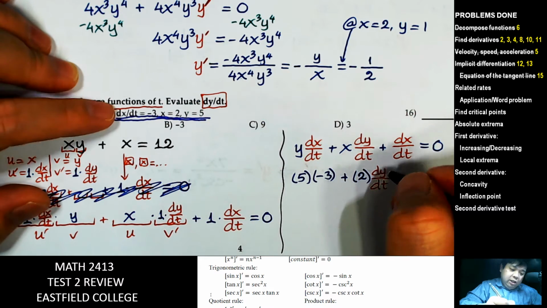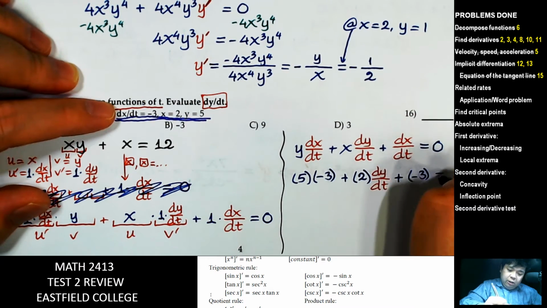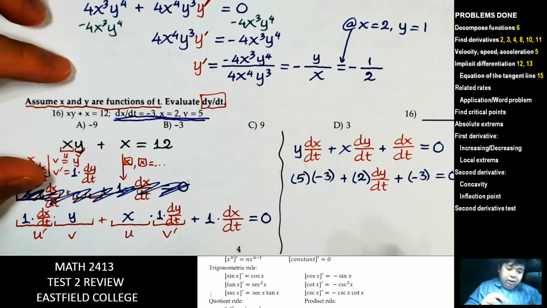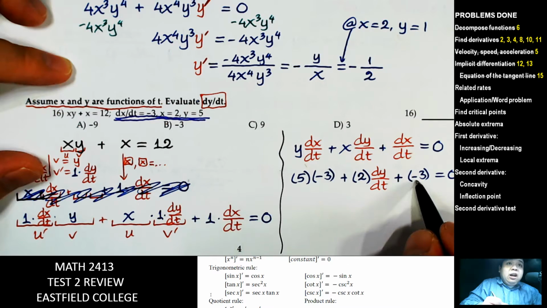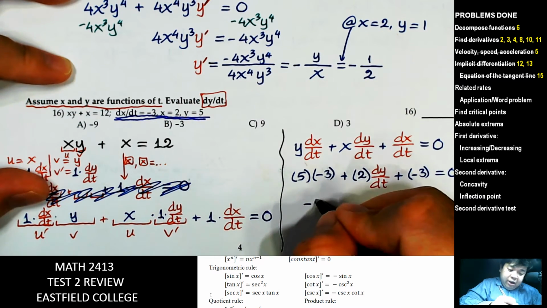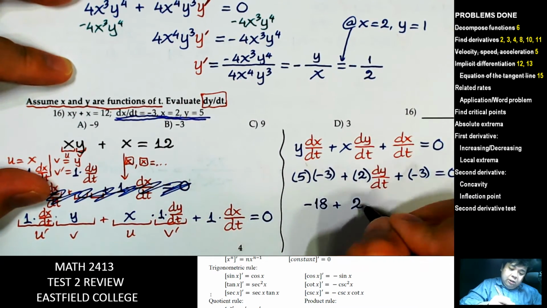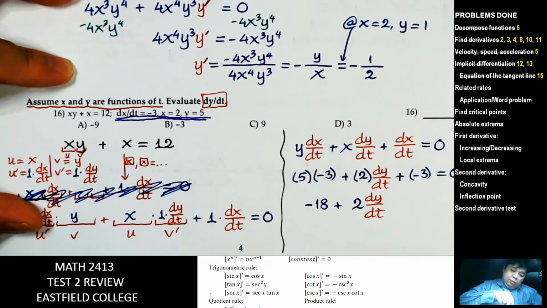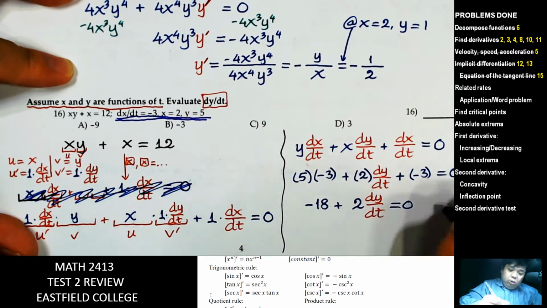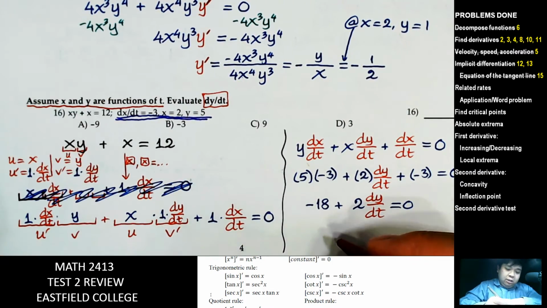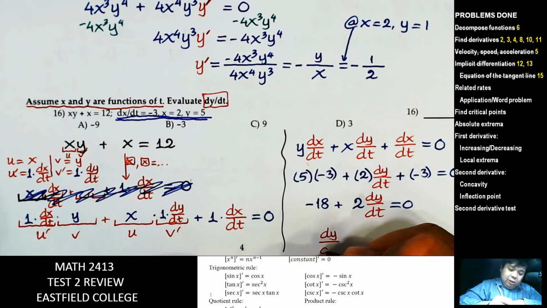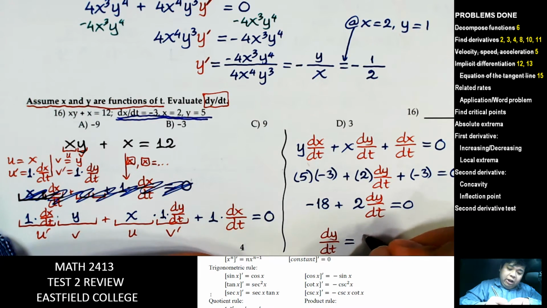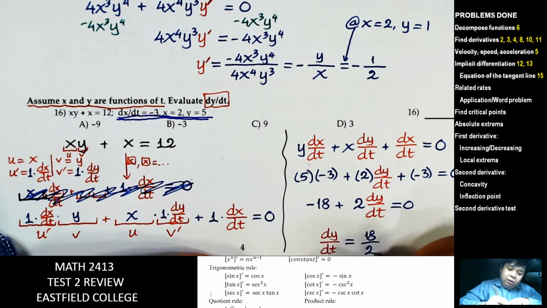Plus dx over dt, negative 3. Notice that the plus and the plus here. So we will have negative 15, negative 3 more than that, to negative 18. So move the 18 over. And we have 18 over 2, or 9.